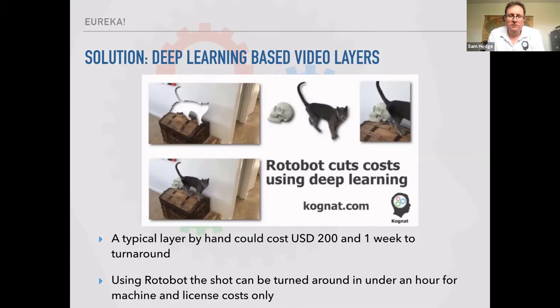And so if you were to do this in a professional film environment, what you'd probably do is outsource it to somebody so they could turn around the video layer for you. And that might charge you about $200 and might take a week to turn around. And then the reality is using machine learning, you can get a pretty good substitute using Rotobot for about an hour's worth of machine time and license costs, right?